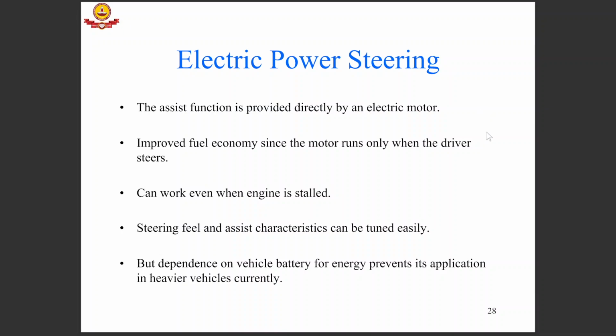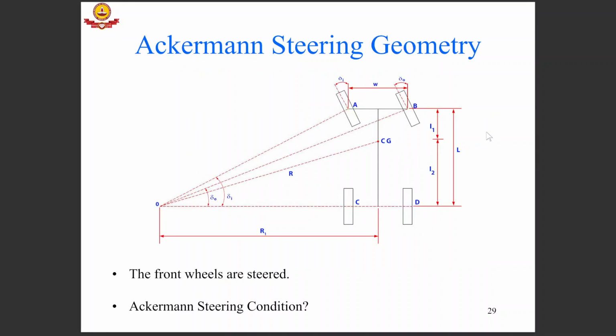Now let's take a look at Ackermann steering geometry. If you were to consider the CG at a point L1 from the front axle, which is denoted by AB, and the total wheelbase is L, this length would be L2, right?